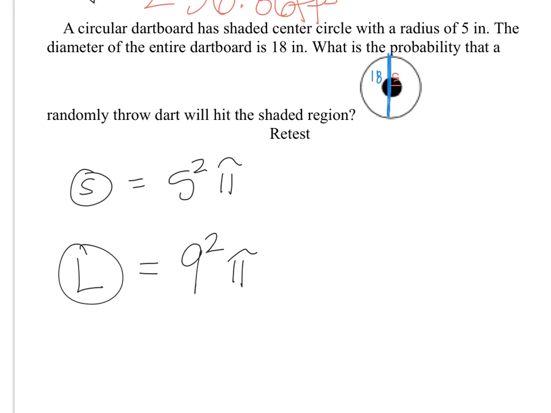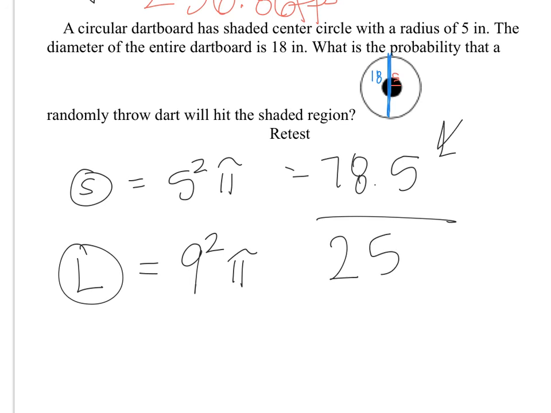So I plug those two into my calculator. 78.5 on top, because this is my intended outcome. On top is my intended outcome, that's the shaded region, over the area of the whole shebang. So 254.47, because this is your total, your largest shape that you see there. And if I plug that in, I would get 31%.